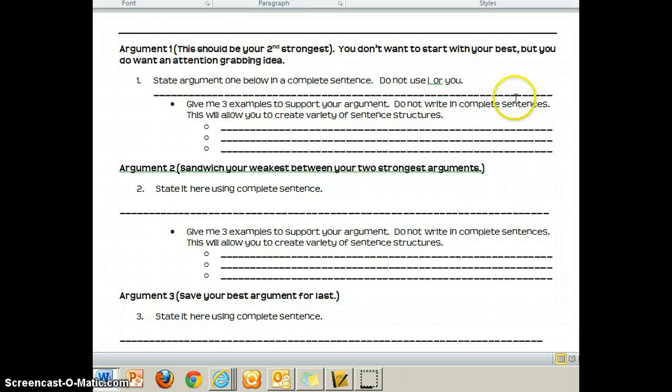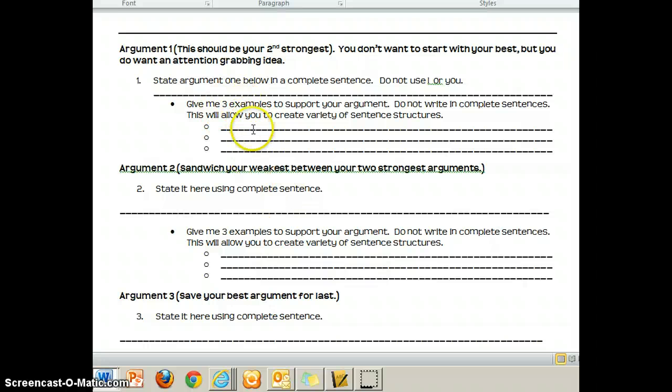So when you decide on your 3 best arguments, you save the best for last. So argument 3, that's where you'd put your best, strongest argument. It's the argument that is going to appeal to your audience the most. And then the first one you'll write in a complete sentence, your argument that will appeal to your audience the second most. And then you find your third argument that maybe isn't quite as strong, and you want to sandwich that in the middle between 2 pretty strong arguments.